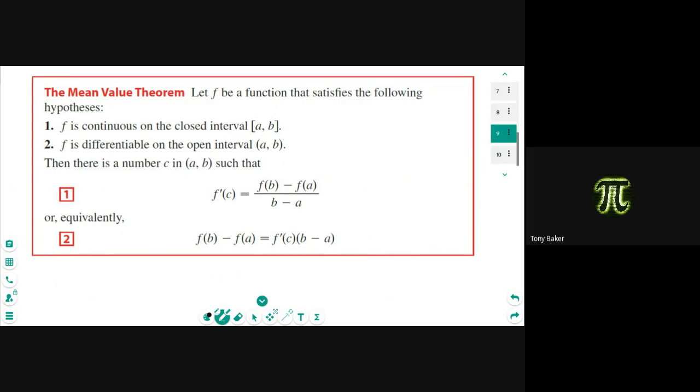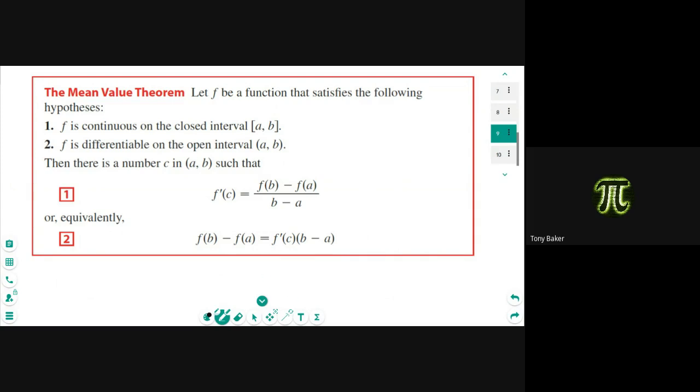All right. So I said the mean value theorem is basically a generalization of that. Rolle's theorem was very specific. f(a) had to equal f(b). So those two values had to come back to the exact same value. The mean value theorem doesn't need that to be the case.